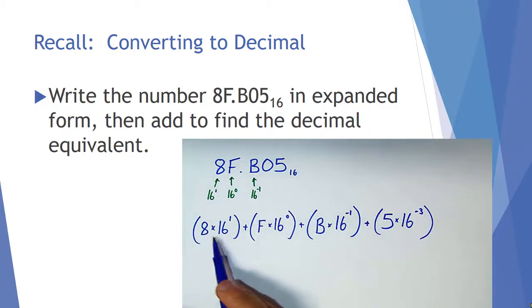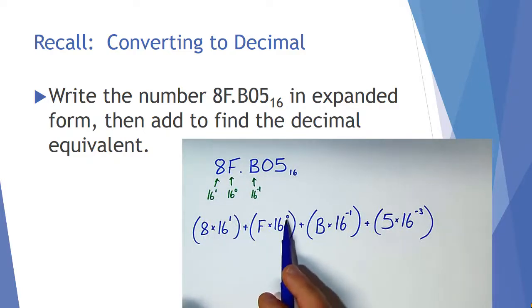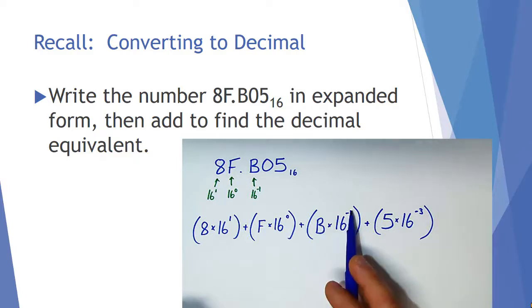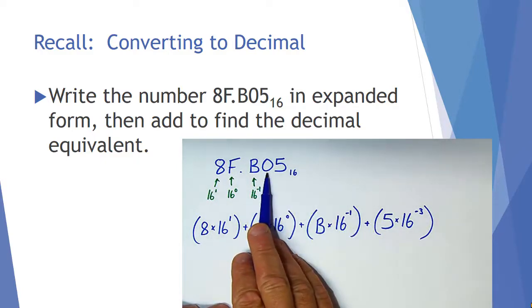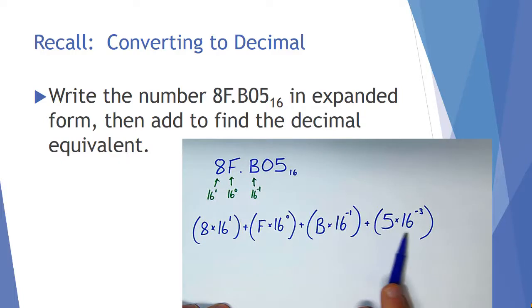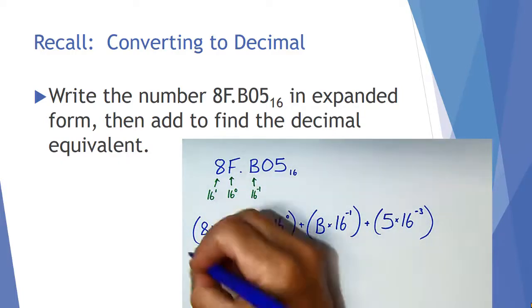When we do, we have 8 times 16 to the first, f times 16 to the 0, b times 16 to the negative 1. There are no 16 to the negative 2 terms, and 5 times 16 to the negative 3. Now, let's sort of decode that.